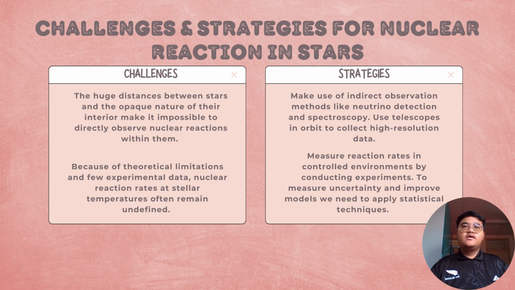remain undefined. And for the strategies, the first is to make use of indirect observation methods like neutrino detection and spectroscopy. Use telescopes in orbit to collect high-resolution data. Second one is to measure reaction rates in controlled environments by conducting experiments. To measure uncertainty and improve models, we need to apply statistical techniques.